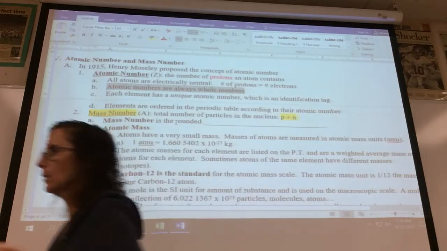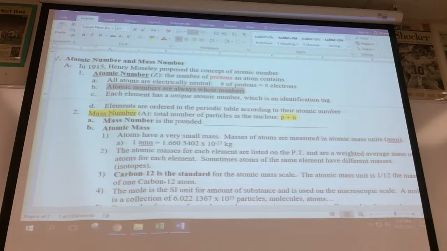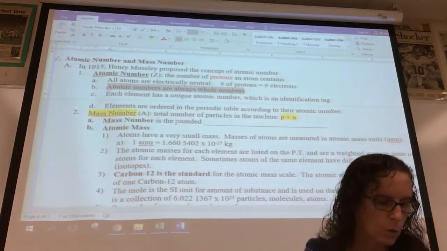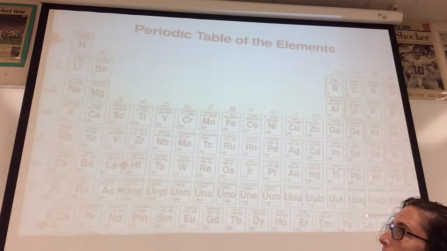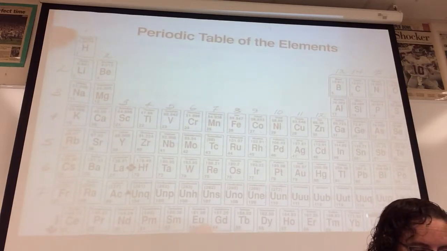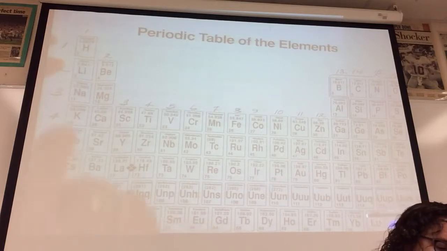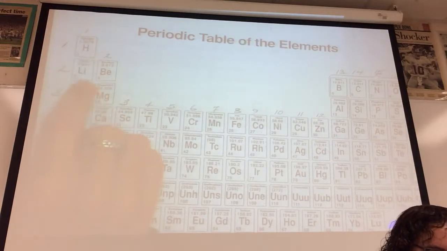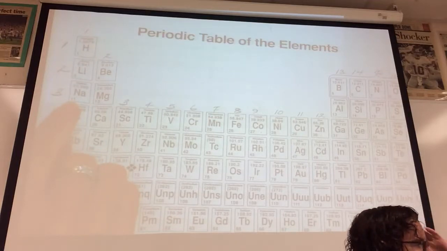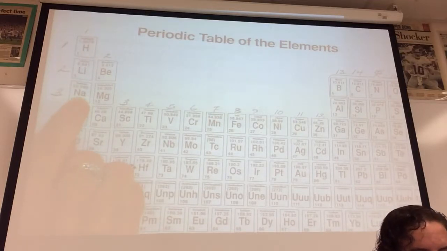And let's take a look at the periodic table that I gave you last time. Since this is the one that you'll be using on all assessments, this is the periodic table I gave you last time. And for example, if we look in this first column, hydrogen has an atomic number of 1. It's a whole number, 1 proton for hydrogen. Lithium has an atomic number of 3, 3 protons for lithium. Sodium has an atomic number of 11, 11 protons for sodium.